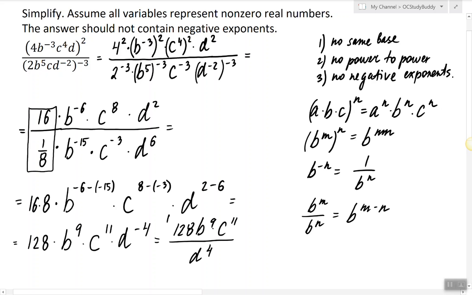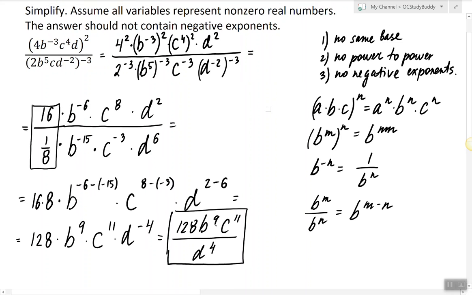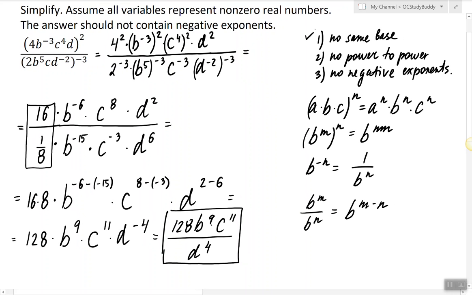Now, if you look at this expression, all the conditions are satisfied. There is no same base that appears more than once. There is no power to power, and there are no negative exponents. So this expression is in the simplest form.